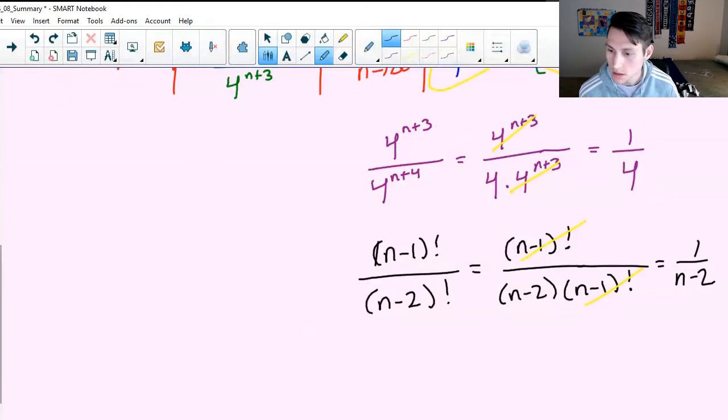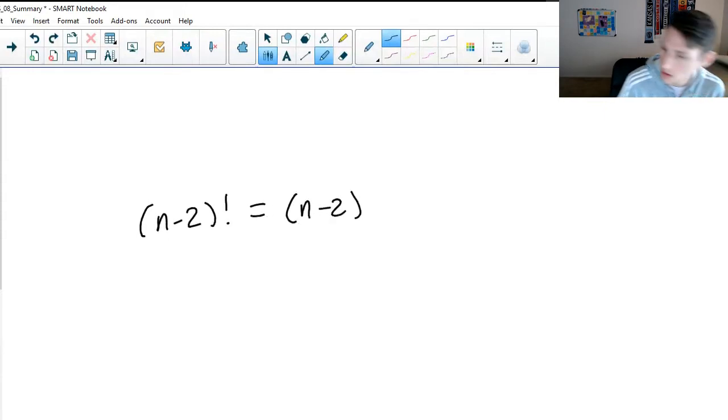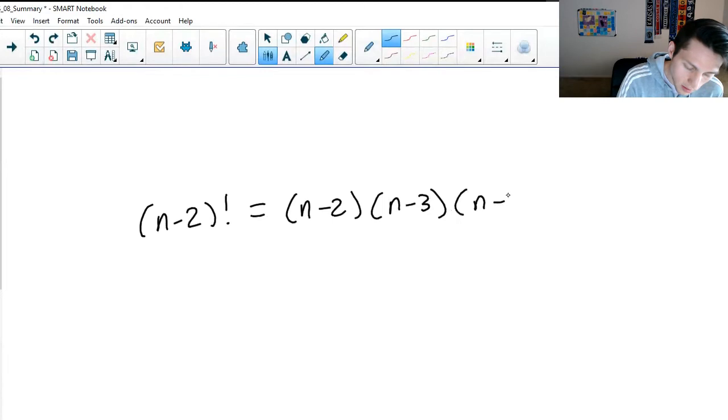Shouldn't it be n plus 2 times n minus 1 factorial? No. No, because we're just talking about n minus 2 factorial, so means we take whatever n minus 2 is, and then we multiply it by the number 1 less than that. So if we subtract 1, that would be n minus 3. And then we multiply that by whatever's 1 less than that, so that would be n minus 4 and n minus 5, etc.